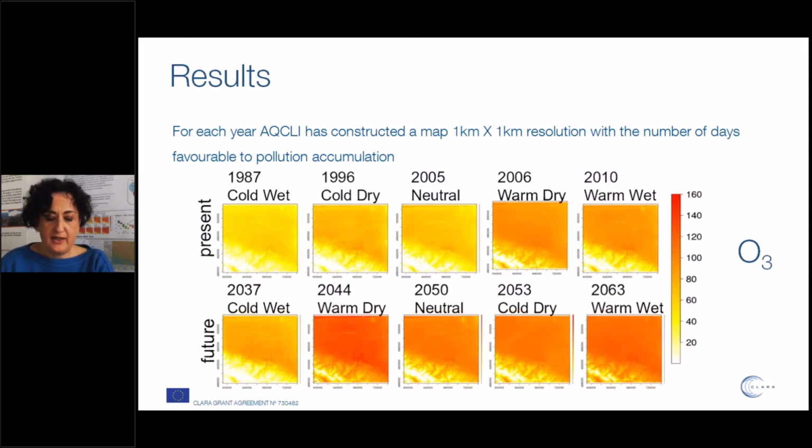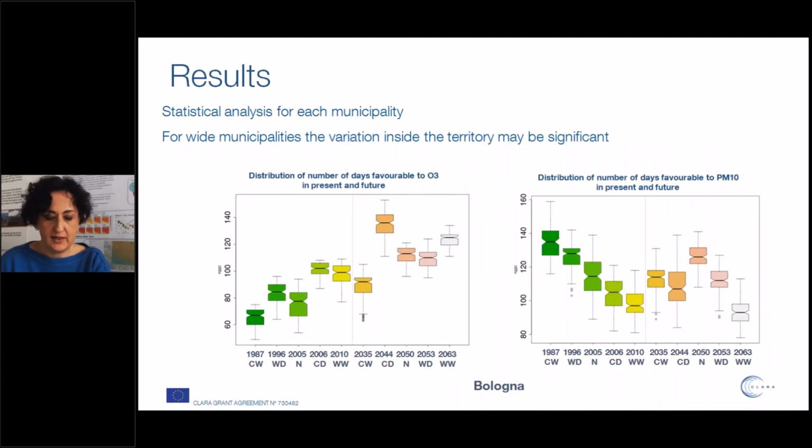The maps give an overview of the whole area, but the Aqcli service focuses on single territories, especially urban areas. The values inside the municipalities are therefore extracted and analyzed in detail. Bologna extends over about 100 square kilometers, and the distribution of values in the area may vary inside it. We can represent it by means of a histogram or a box plot.